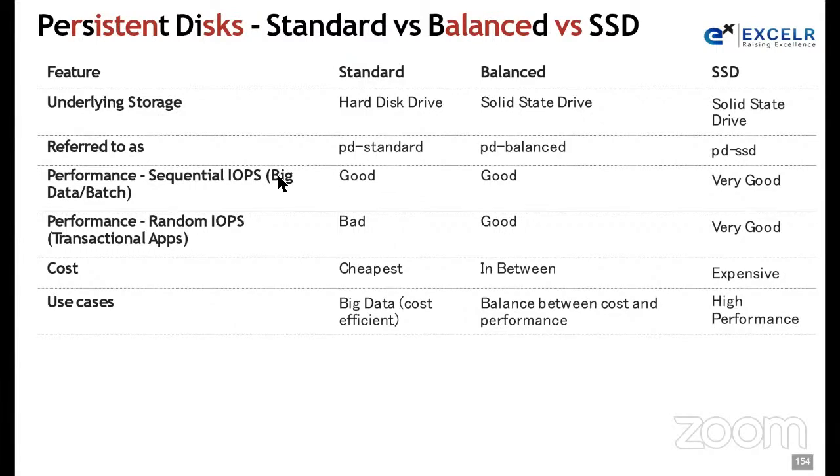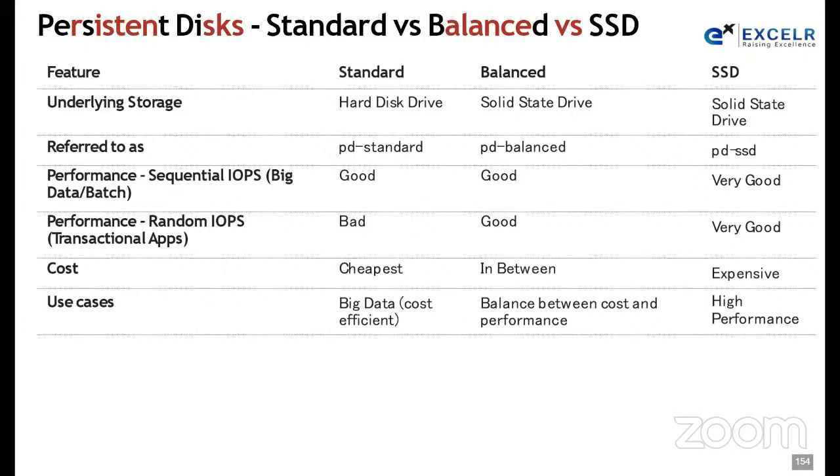Use cases: whenever you need more throughput rather than IOPS, you should go for standard. This is the case for any kind of big data solutions and so on. When you need a balance between cost and performance, always go for a balanced persistent disk. And if high IOPS and high performance is your requirement, then you should go for an SSD.